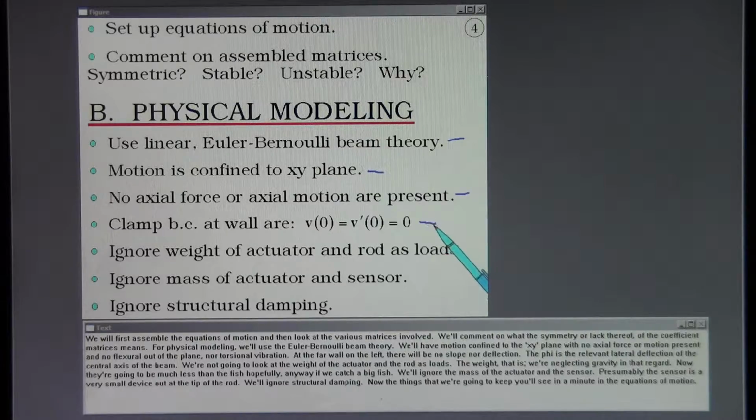We're not going to look at the weight of the actuator and the rod as loads. The weight, that is, we're neglecting gravity in that regard. Now, they're going to be much less than the fish, hopefully. Anyway, if we catch a big fish. We'll ignore the mass of the actuator and the sensor. Presumably, the sensor is a very small device out at the tip of the rod. We'll ignore structural damping. Now, the things that we're going to keep, you'll see in a minute in the equations of motion.